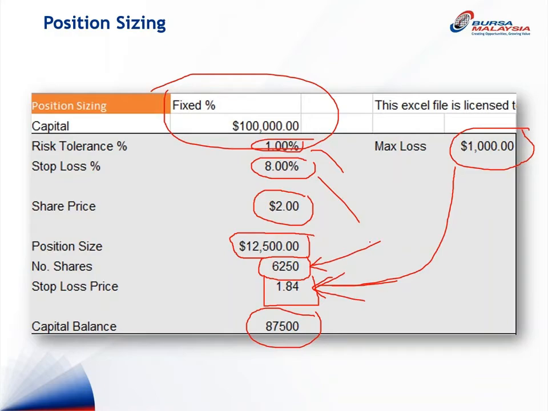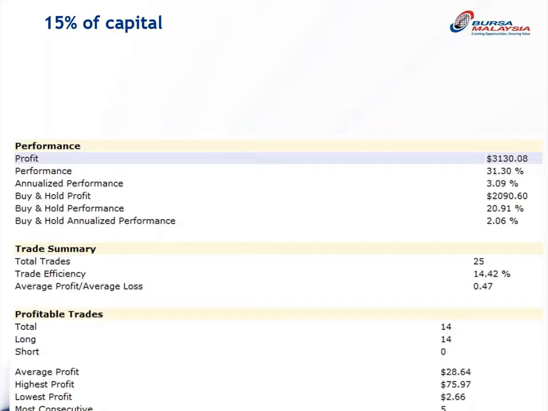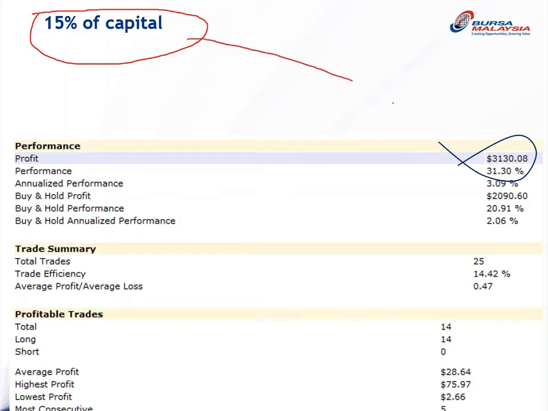And in order to illustrate how important it is that different position sizing affects the result of the same strategy, I've been using this slide for probably many years. It looks a bit small, I know, but this is a really good way to show it to you. I backtested this. Let's say I go into a position using the same strategy, calculated using a computer. If I go in with 15% of my capital, my profit is 3,000 ringgit in this case.